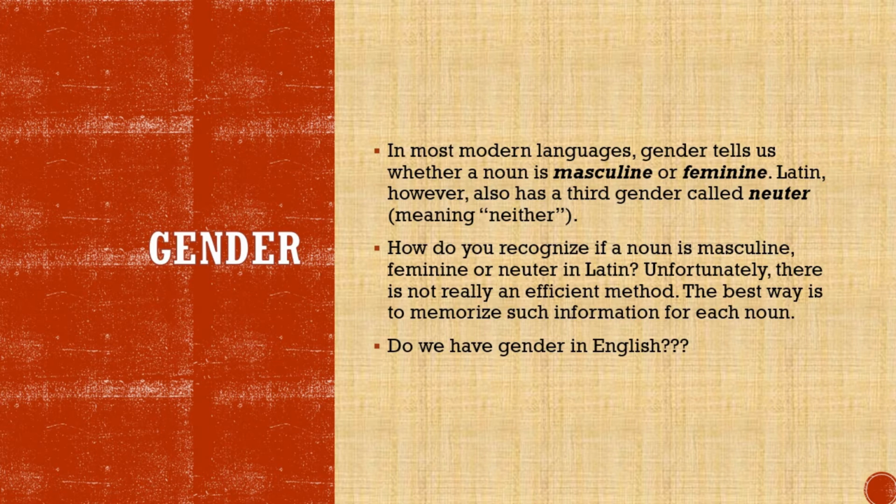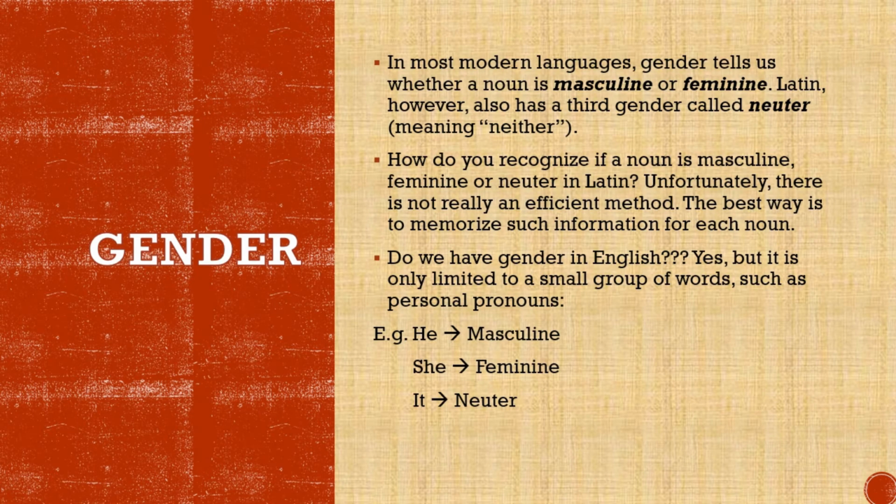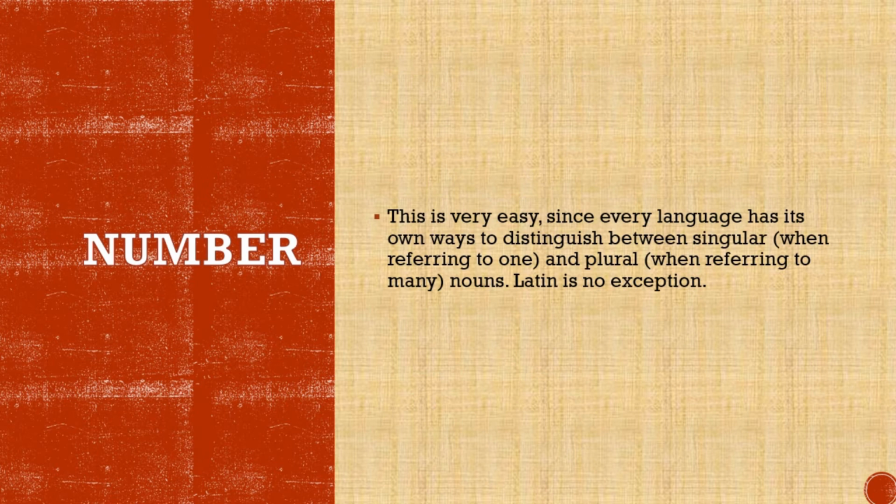Do we have gender in English? Of course we do! If you look at the final part of this slide, you will notice that we do have gender in English, but it's only limited to a small group of words, such as personal pronouns. For example, he, of course, is masculine. She, of course, is feminine, and it is, we can say, neuter. You can also refer to the possessive adjectives. For example, his, her, its. So we have gender, but just for a very limited category of words.